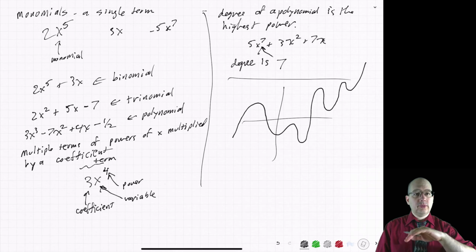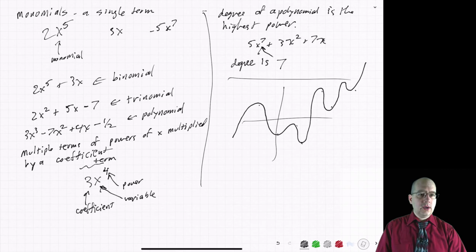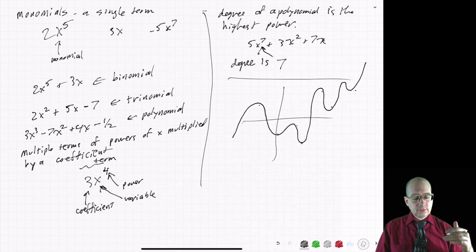It can have real roots. It can have no real roots. It can have a number of these maximums and minimums. There's only so many maximums and minimums and roots that polynomials can have. We'll mention that too. But those are some of the defining features.